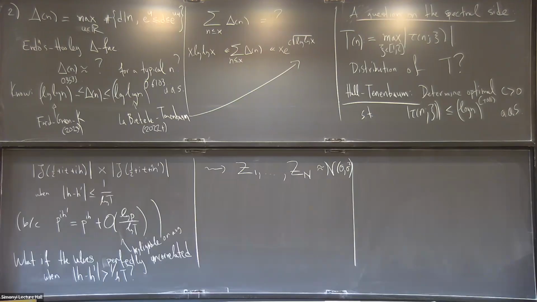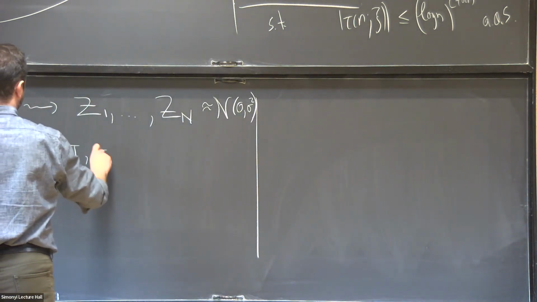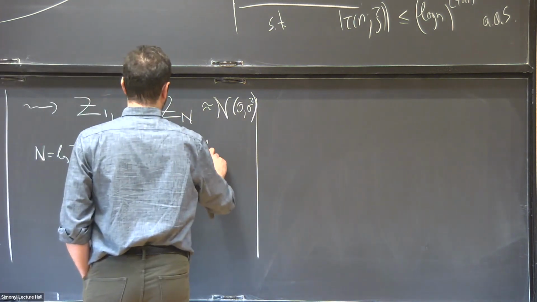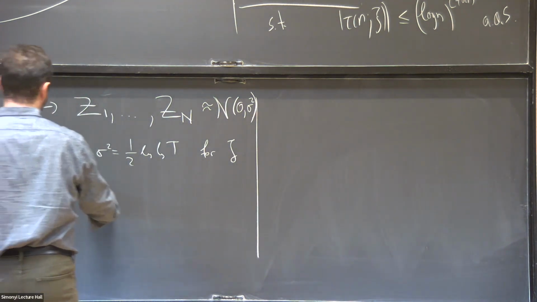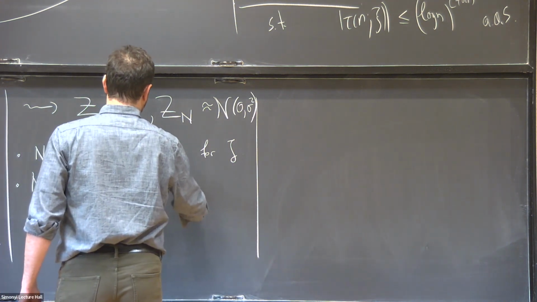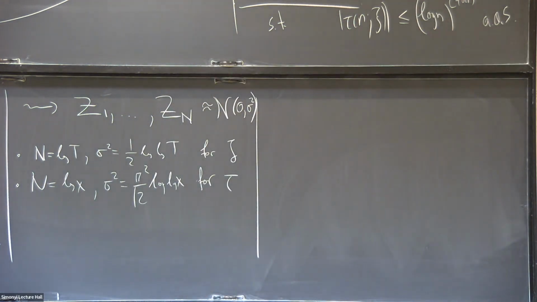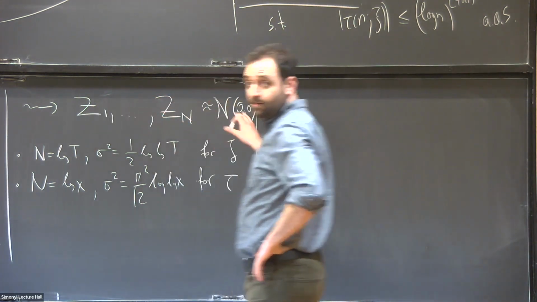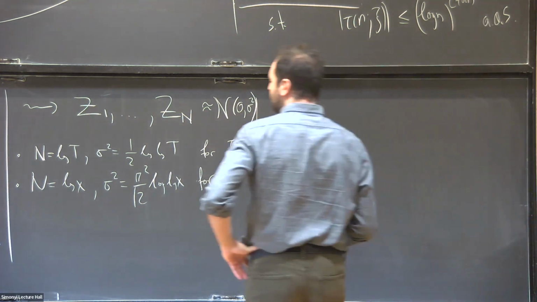And it would be that n is log T and sigma squared is 1/2 log T for zeta. And it would be that n is log x and sigma squared is pi squared over 12 log x for tau. And I can think about what happens when I have completely dependent Gaussians and independent Gaussians of some variance. What happens to the maximum then? And this is just a calculation.